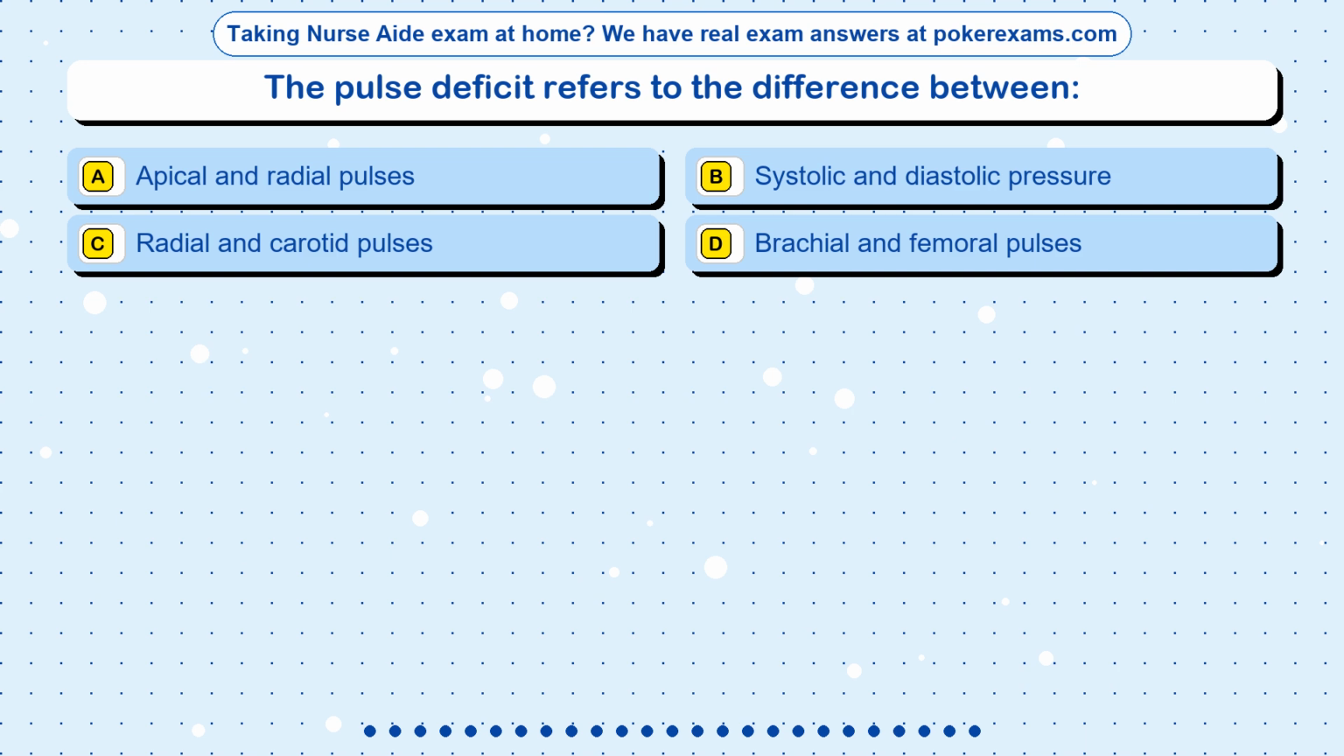Question 21. The pulse deficit refers to the difference between: Option A, apical and radial pulses. Option B, systolic and diastolic pressure. Option C, radial and carotid pulses. Option D, brachial and femoral pulses.